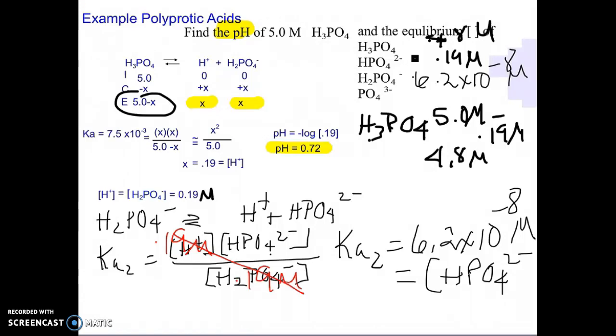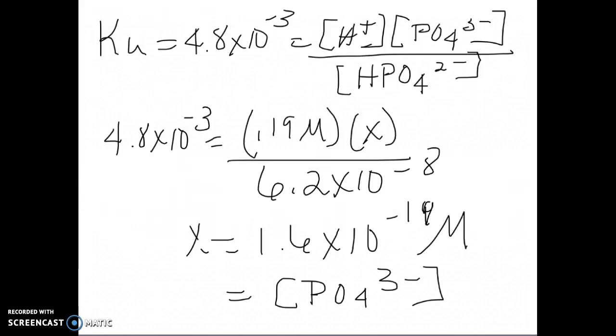The last thing that we would have to do, and I'm going to have to add another page here, is to calculate the PO4 3 minus concentration. So just give me a second. Okay, so the last piece then was to calculate the phosphate ion concentration. For that, and I can see I already have a typo in here, the Ka for the third dissociation is 4.8 times 10 to the negative 13.